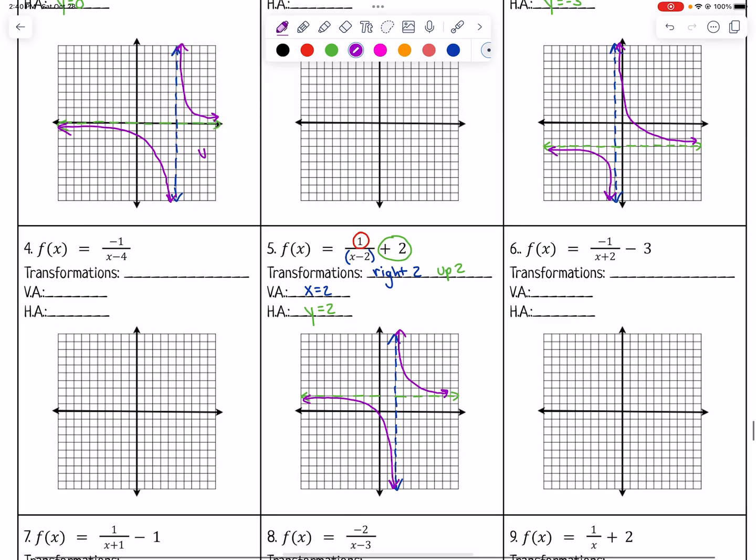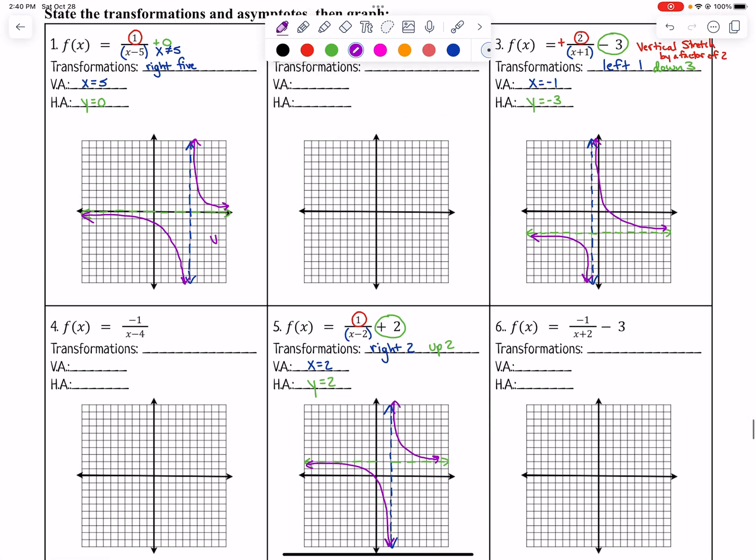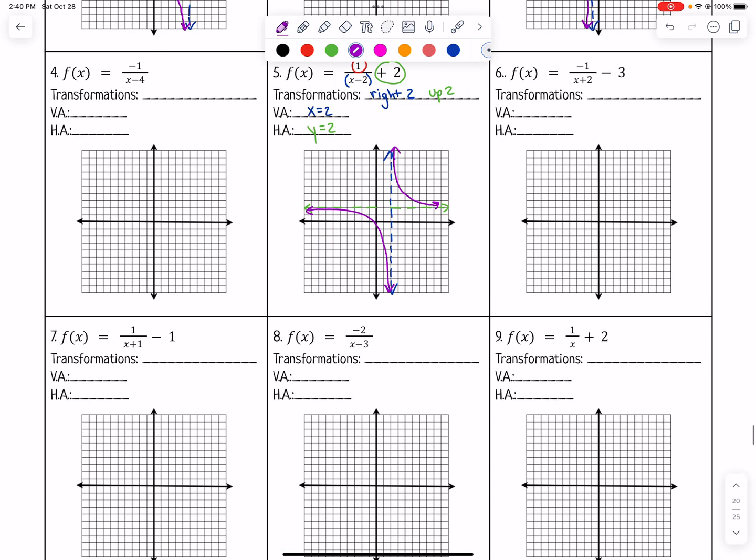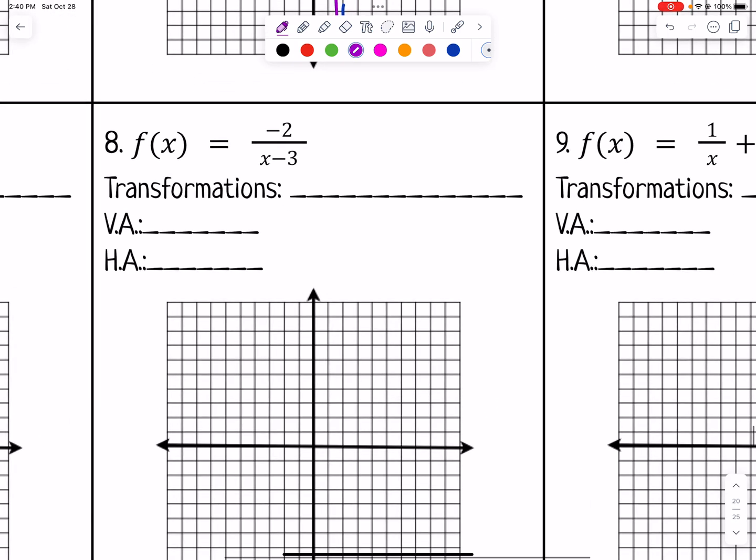Now we've done a few of these, so let's look at one of them that's negative. Let's look at number 8. Even though it's even, that's okay. So x minus 3 is in our denominator. That's going to make our graph shift to the right 3. And so we're going to have a vertical asymptote at x equals 3. We have no value for k, so that just means it's 0. So our horizontal asymptote would be y equals 0.